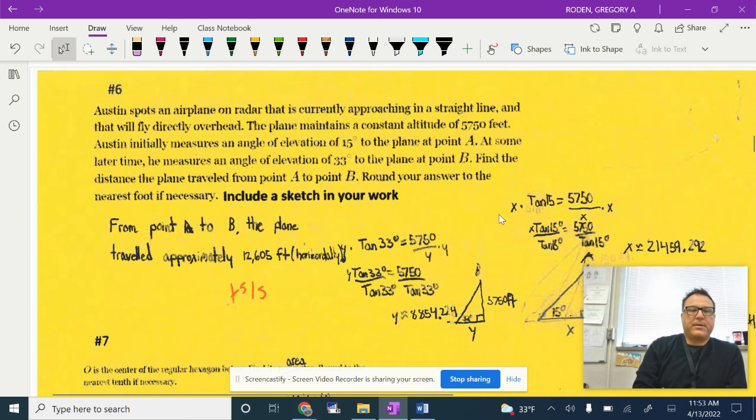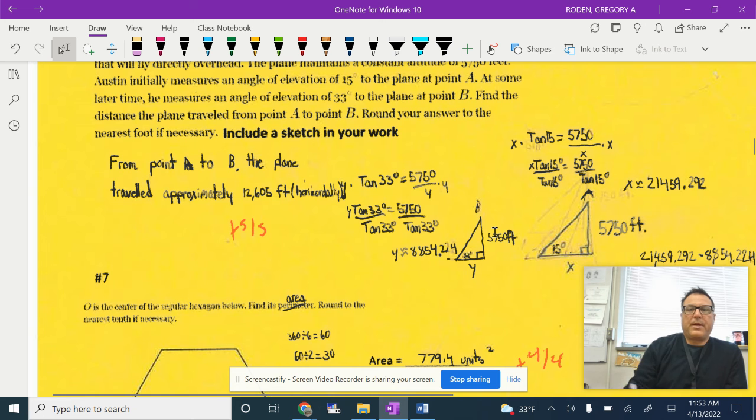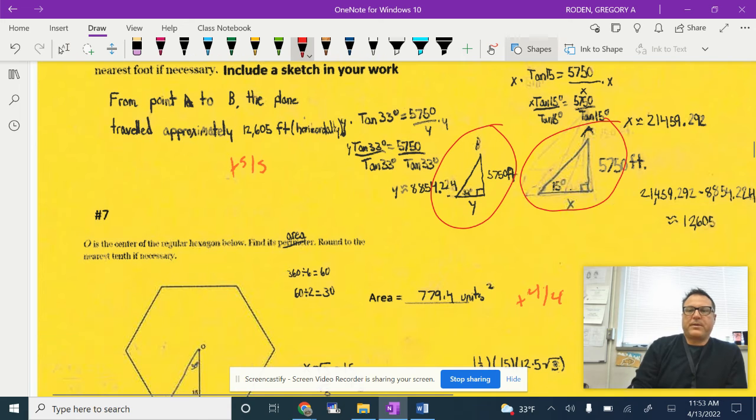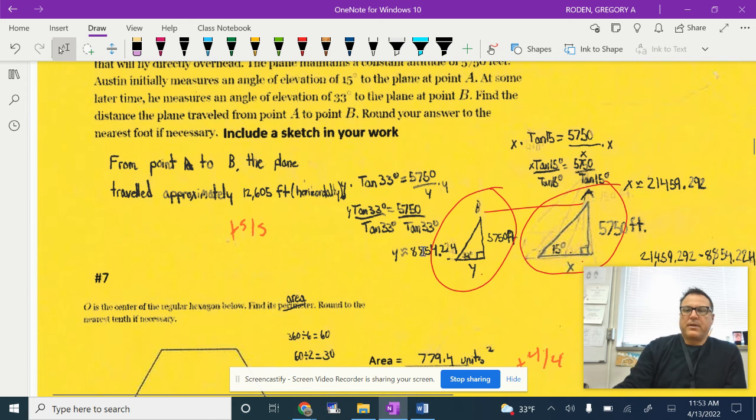Austin initially measures the angle at 15 degrees at point A. At some time later, he measures it at 33 degrees. So here's the first time he measures it, and here's the second time he measures it. So you're basically figuring out what the distance is from point A to B. The first thing you need to do is find x and find y, because if you take x plus y, that's going to give you your total distance. When you find x, it's the 15-degree original one, so we're going to use this one right here.